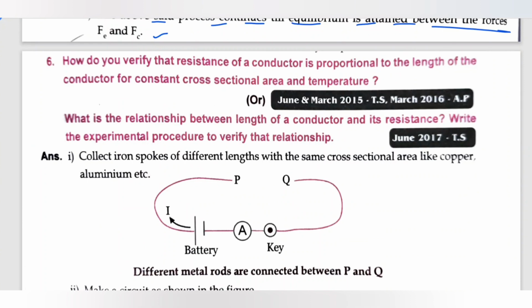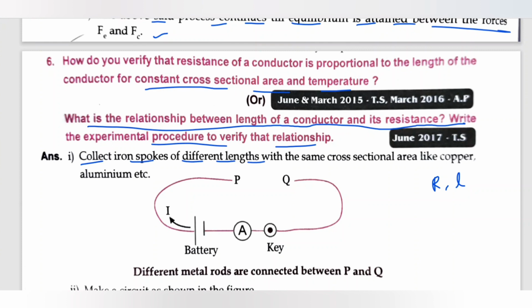Next, how do we verify that the resistance of a conductor is proportional to the length of the conductor for a constant cross-sectional area and temperature? Or, what is the relation between the length of the conductor and resistance, and write the experimental procedure to verify the relation. So now we are going to prove the relation between the resistance and length of the conductor. For this, collect iron spokes of different lengths with the same cross-sectional area, and also copper, aluminum, etc.